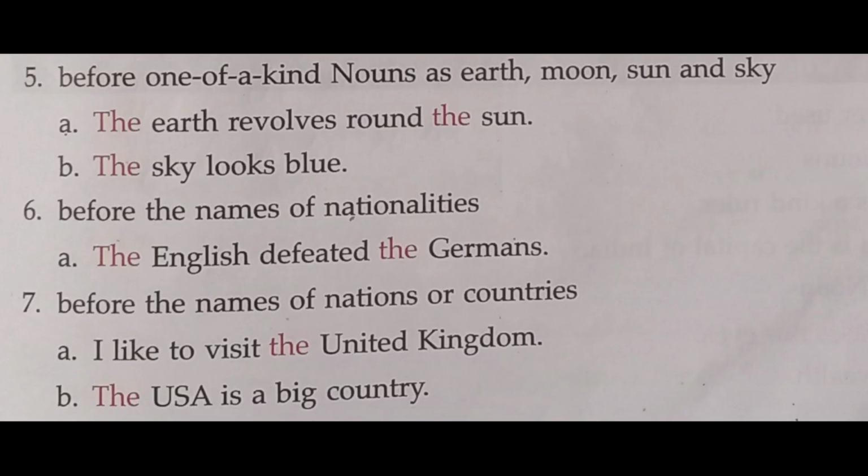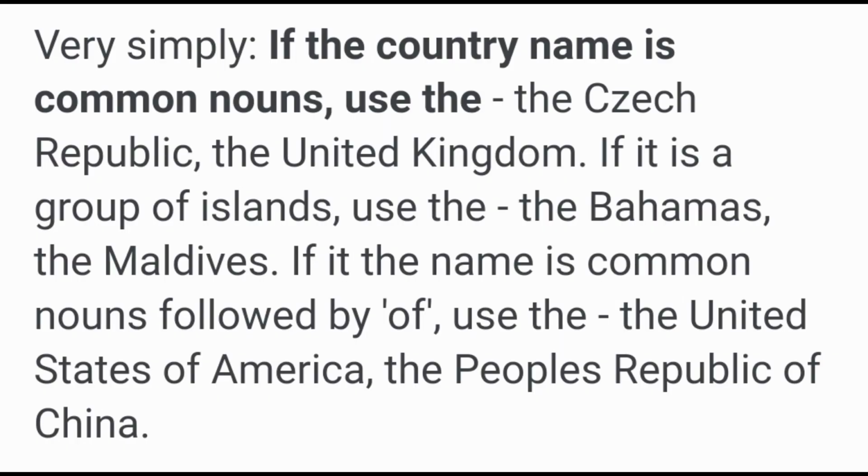Number 7. Article the is used before the names of nations or countries. Let me tell you that article the is not used before the names of all the countries. Article the is used before the names of countries in some special cases. Let's see. If the country name is common noun, we use the article the. For example, the Czech Republic, the United Kingdom.